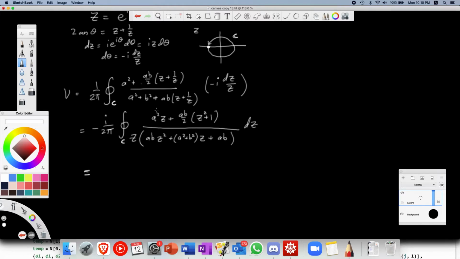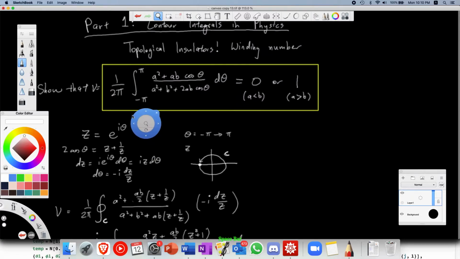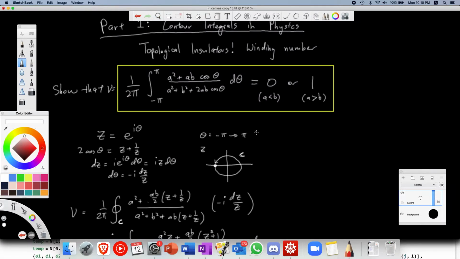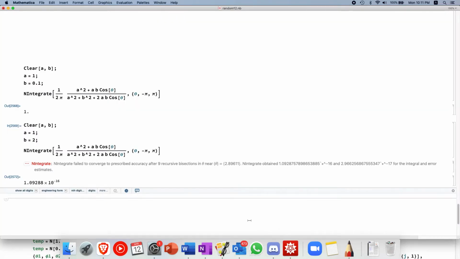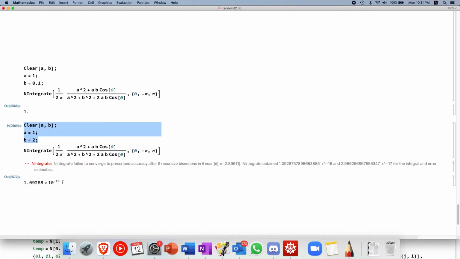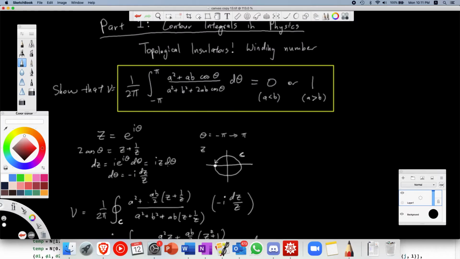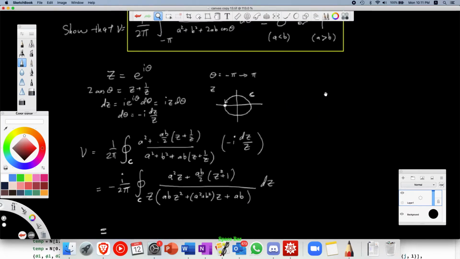So before I go further, let me just show you this numerically. I have a Mathematica notebook over here where I numerically integrate it. You see that if a is greater than b, then the integral evaluates to 1, and if a is less than b, then the integral evaluates to 0. That's just some numerical checking of our integral.